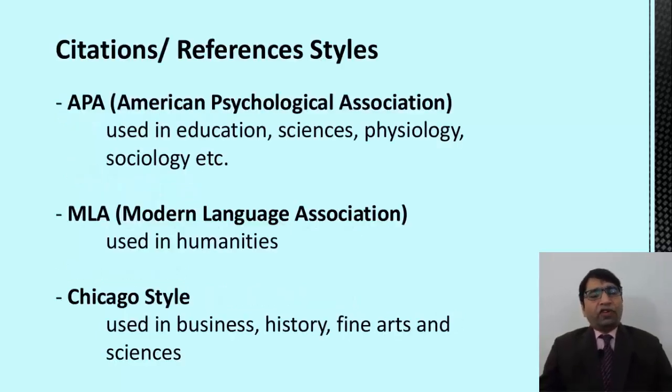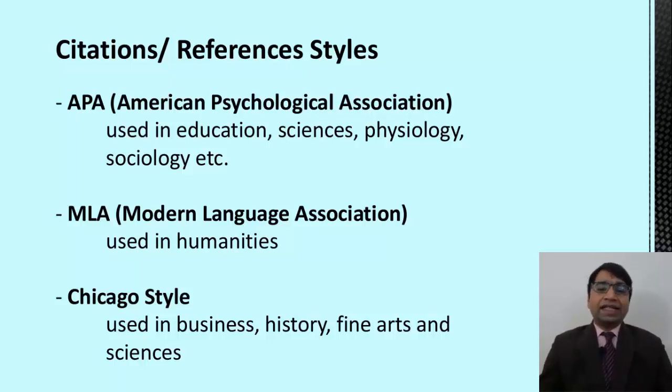Now, before we move on to how to cite, the last point that I want to discuss with you is that APA is not the only citation or reference style. There are three main reference styles or citation styles used in academic circles. First is APA, which stands for American Psychological Association. It is used in education, sciences, psychology and sociology, along with some others actually.